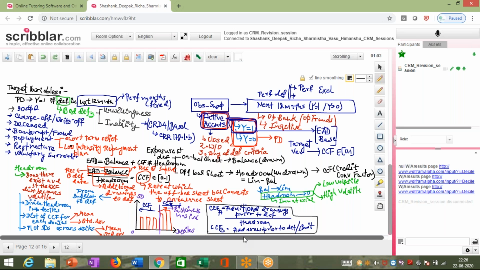Because the headroom becomes very small and tends to zero, the CCF becomes very volatile. So from that point onwards, you break the definition into two parts. This is how the target variable is created for the EAD.